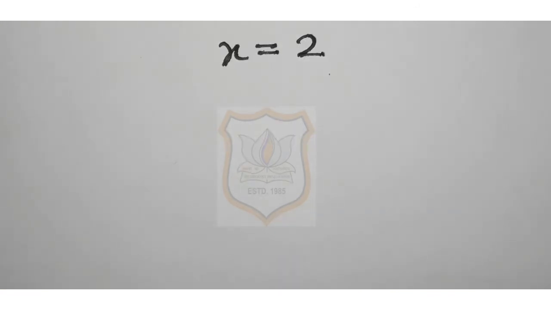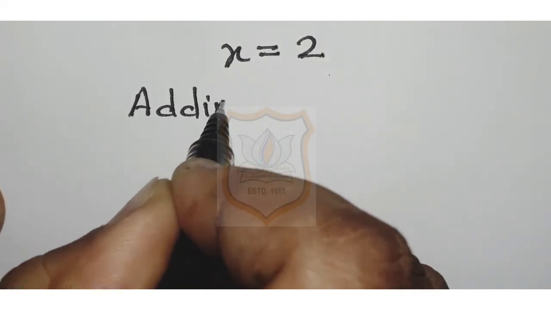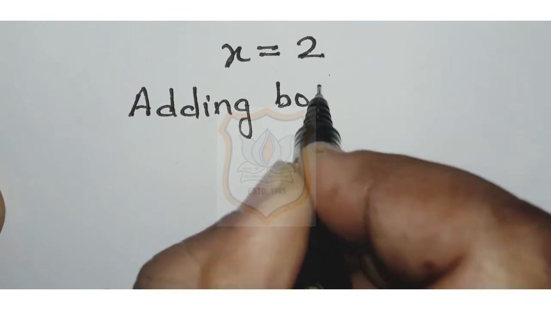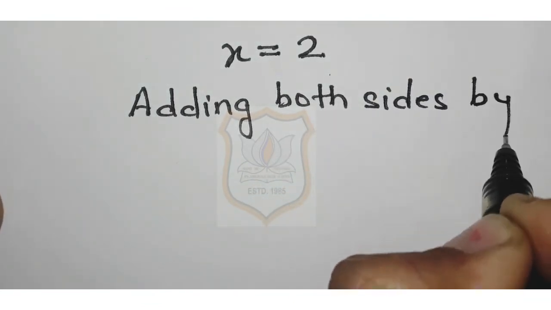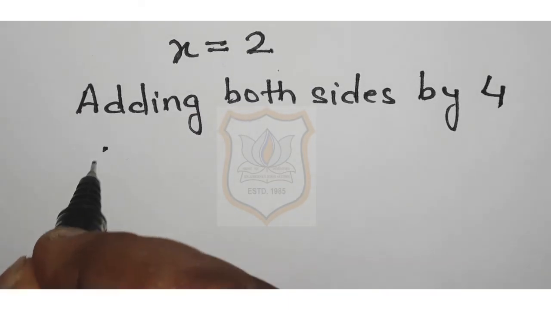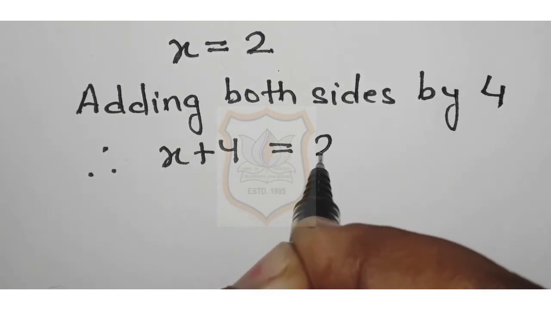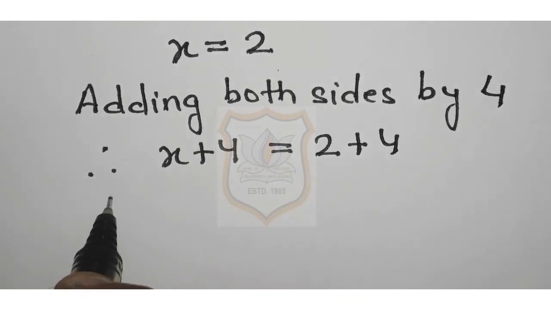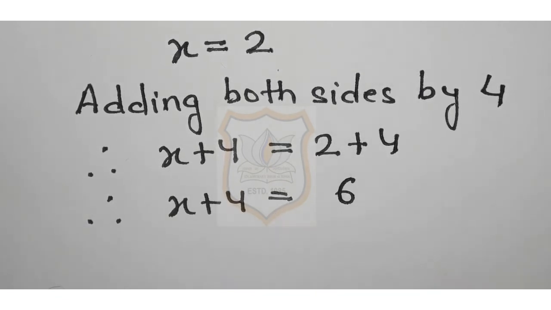Now students, we will form another equation using x is equal to 2. So adding both sides by 4. Therefore, x plus 4 is equal to 2 plus 4. Therefore, x plus 4 is equal to 6.